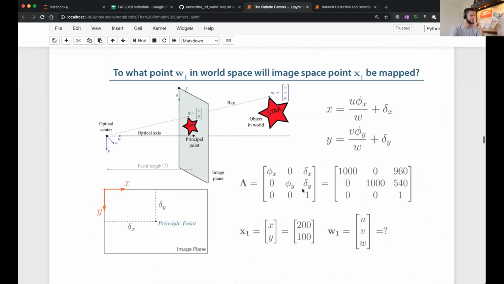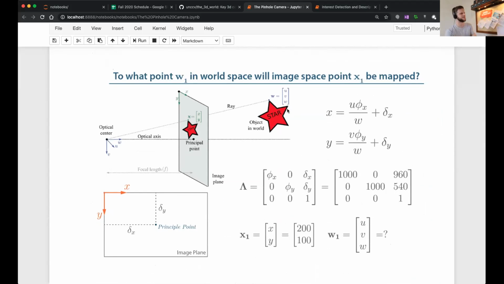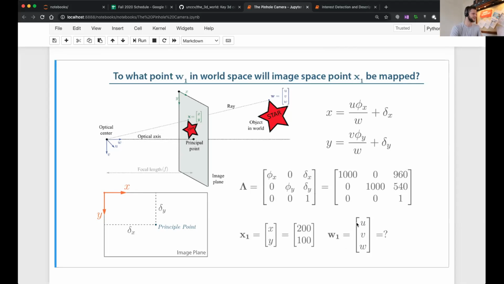Then I asked you some questions, and I asked you a trick question. Remember I said, here is the intrinsic matrix for a camera. Given a point in image space with coordinates 200, 100, please tell me the point in world space that this pixel would correspond to. So where is the point in world space that matches this point in image space? And what was wrong with my question? Sometimes I try to trick you, not always, but I did try to trick you here. Why is my question impossible? What's the problem here? Throw it in the chat window.